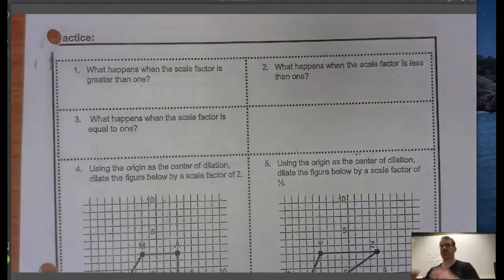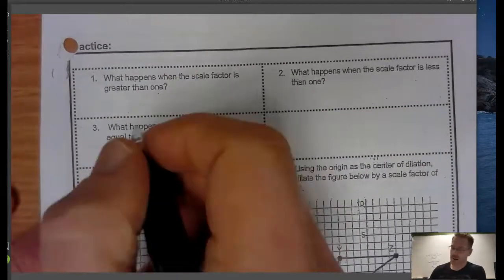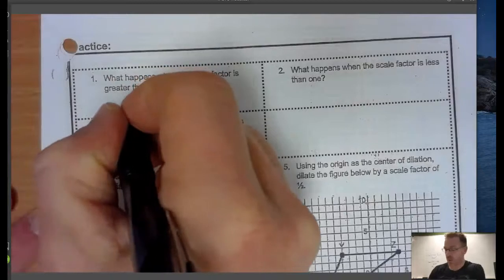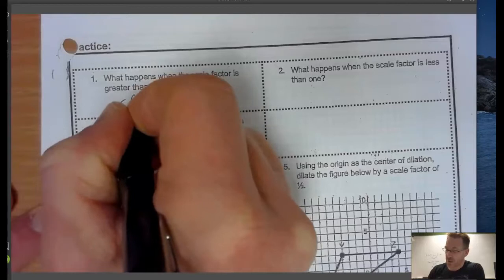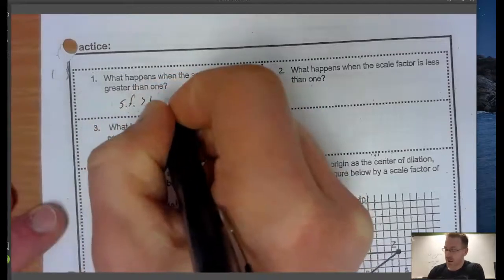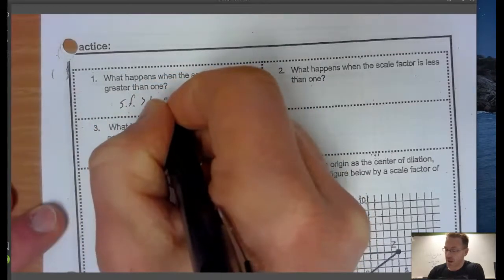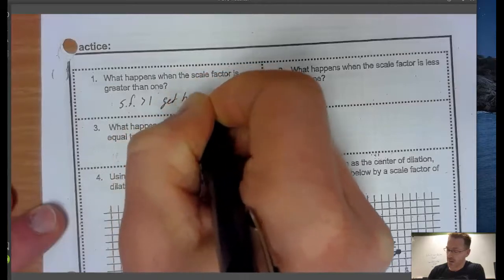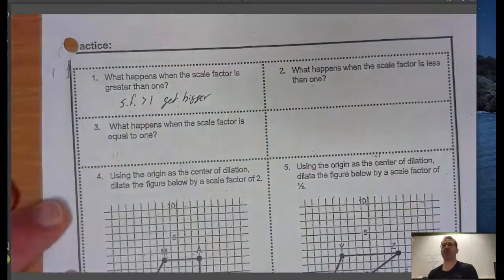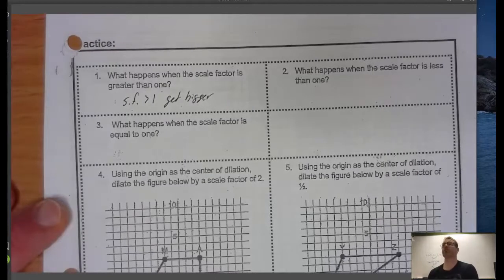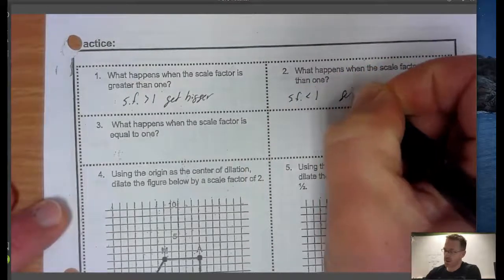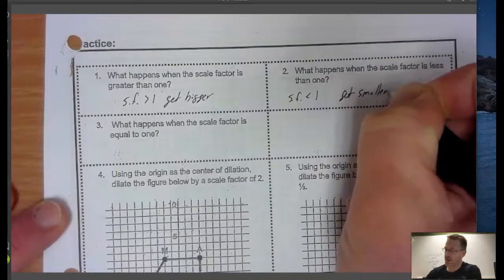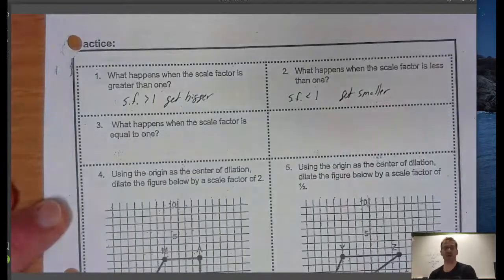Hopefully you thought that it's going to get bigger, or enlarge. So if our scale factor is greater than 1, our figure is going to get bigger. What happens when the scale factor is less than 1? Well, you're right. When the scale factor is less than 1, it's going to get smaller. So that's the reduction, that's the enlargement, and that should make sense.